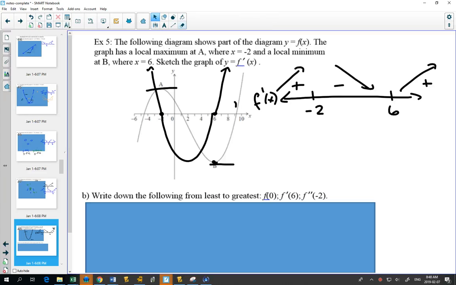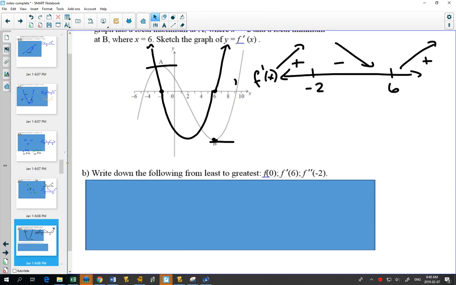Write down the following from least to greatest. f of 0, well, f of 0 is this point right there. That's the value of f of 0. What do you know about f prime of 6? f prime of 6 is that point right there on your f prime graph. So right now I know that f of 0, the blue point, has a larger y value than f prime of 6.